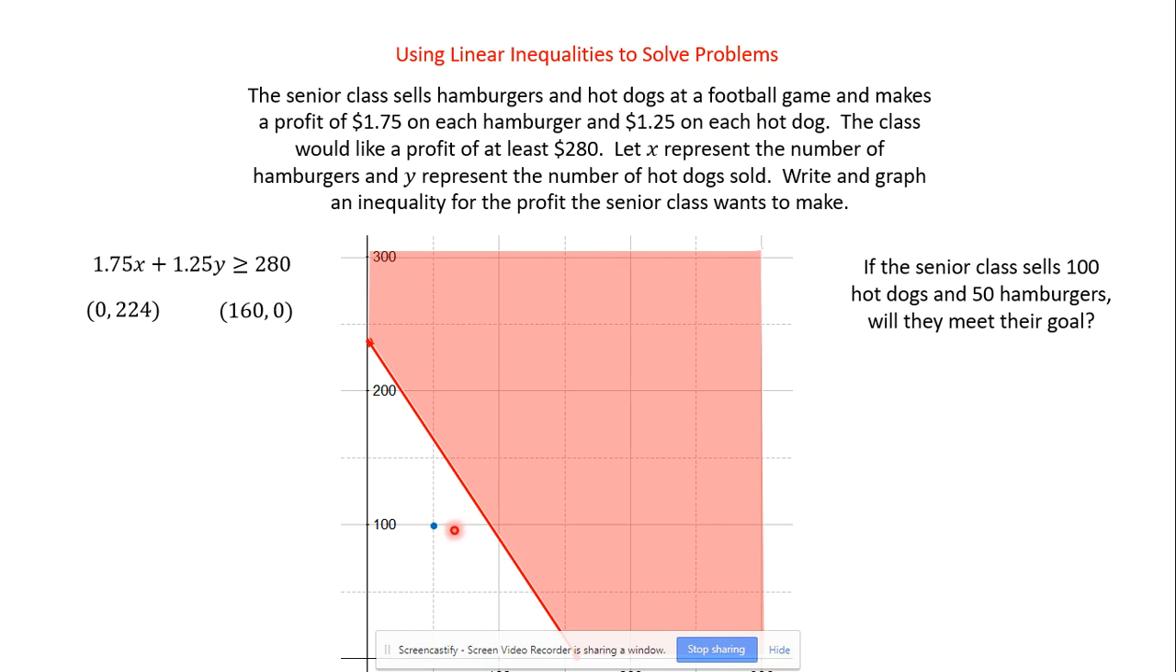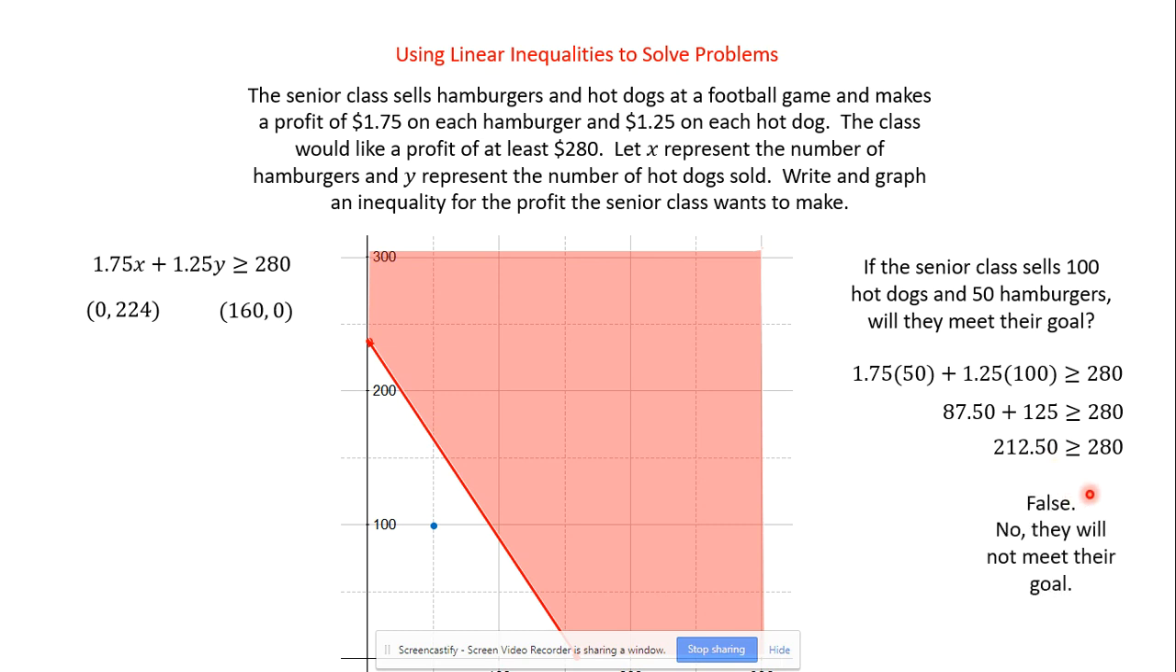What if it were close? Well, if it were close, and even if it's not, you can always plug it in. 1.75 times 50 plus 1.25 times 100 is greater than or equal to 280. We can multiply these out to get 87.50 plus 125. And this is really a question: is it greater than or equal to 280? When we add it together, 212.50 is not bigger than 280, so that would be false. And no, they did not meet their goal, which is something we can see from the graph in this case. But if it was right here, how close is the graph? I don't know. And so there we would definitely want to plug it in.